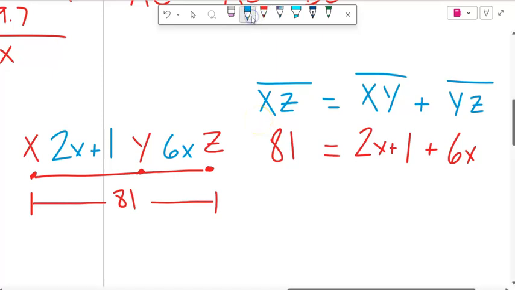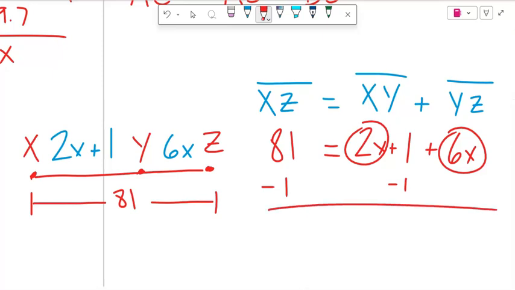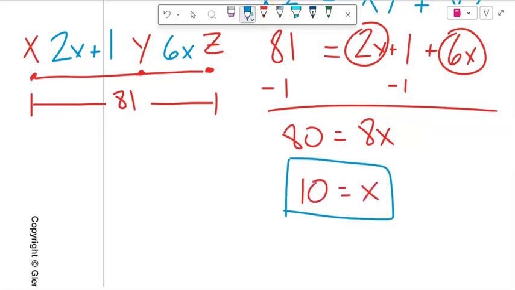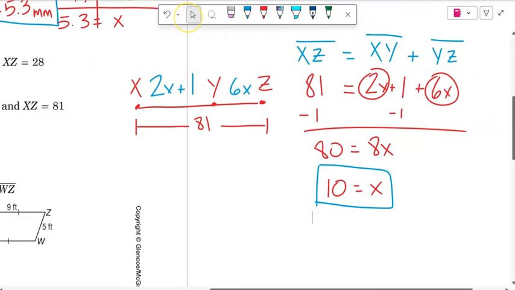So we're going to subtract 1 from both sides and get 80. And then we're going to combine like terms, 2x plus 6x. So our next line is going to be 80 equals 8x. Divide both sides by 8, and you get x equals 10. So that's part 1. Part 1 is solve for x.